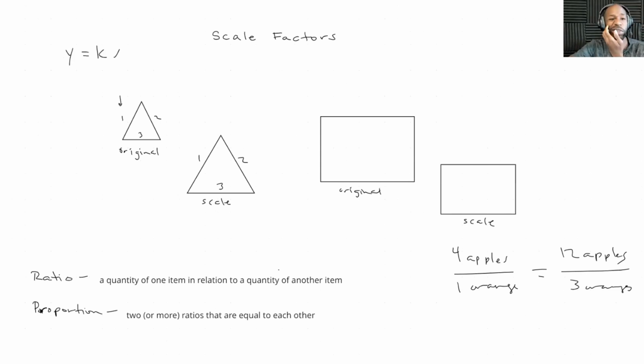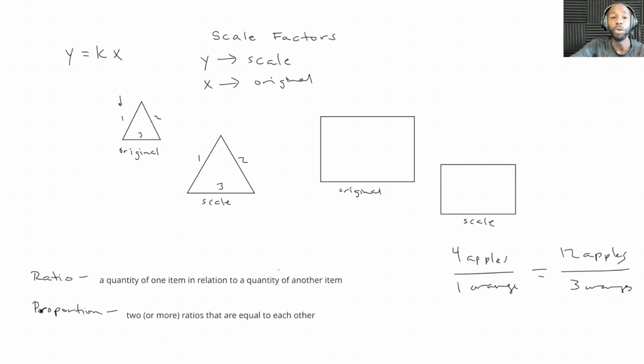Okay? So literally y stands for a measurement from the scaled shape. X is going to be from the original. Okay? So you can multiply any side of the original shape by the scale factor to find the scaled version, the scaled shape is what I'm trying to say.